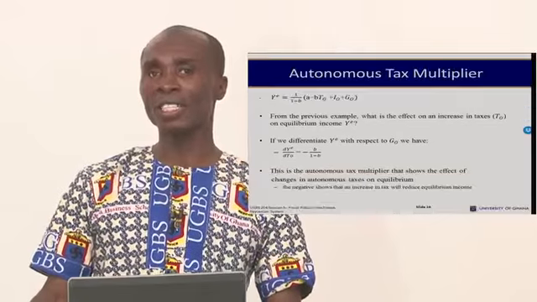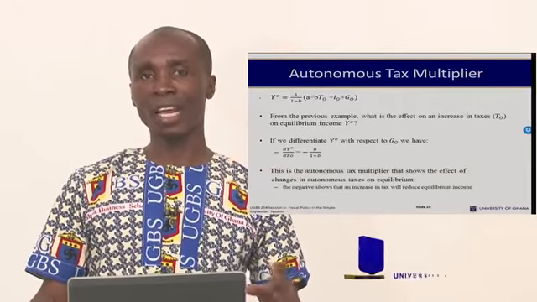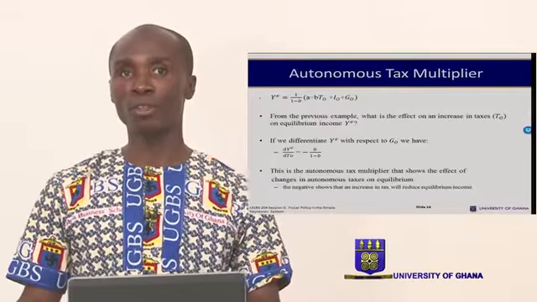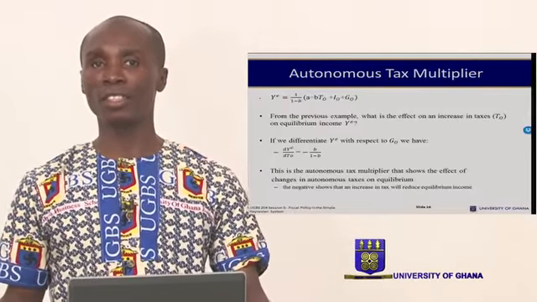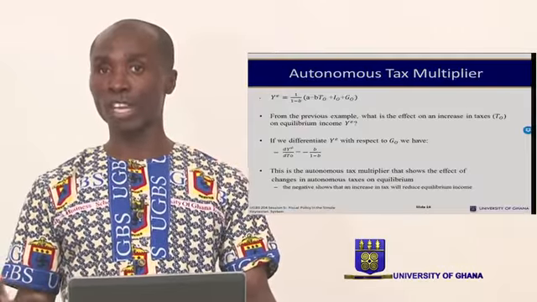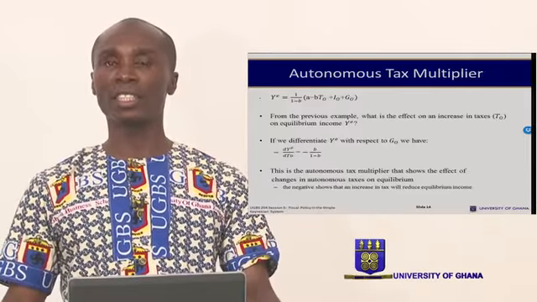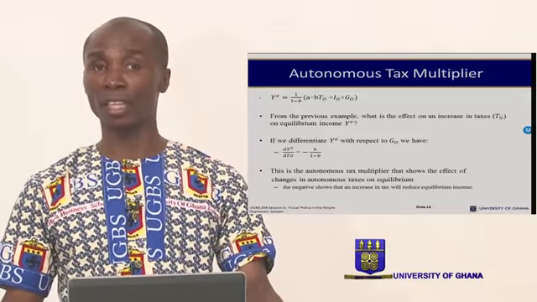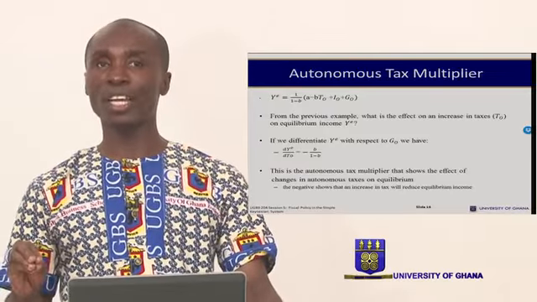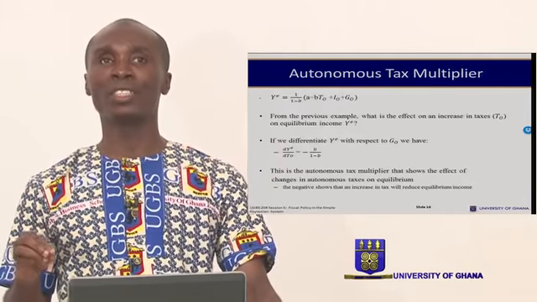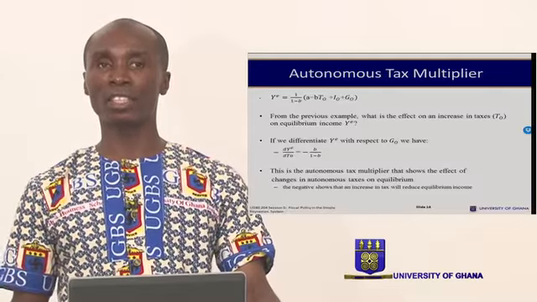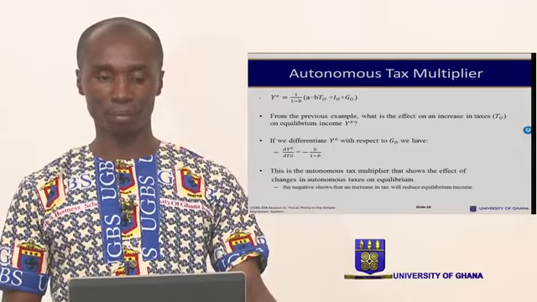Now, the reason why it has a minus sign is because taxes and equilibrium income move in the opposite direction. If taxes increase, the equilibrium income will fall, and vice versa. And that's why the tax multiplier has a negative sign. The tax multiplier is a multiple by which any change in autonomous taxes will change the level of equilibrium income.